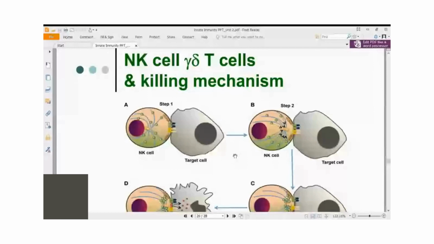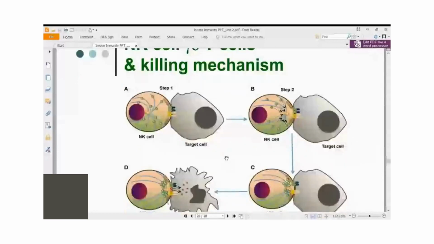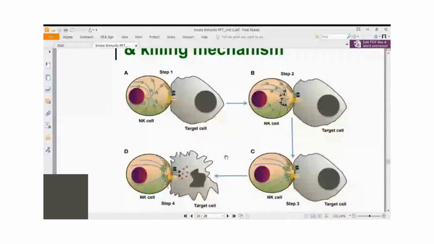As soon as it gets arrested with the target cell which is infected, it undergoes activation, enlarges in size, produces those granzymes in large quantities, and produces the perforin and inserts that perforin into the wall of the target cell and releases the granzyme and kills the target cell. In other words, the gamma delta T cell is also a killer cell.